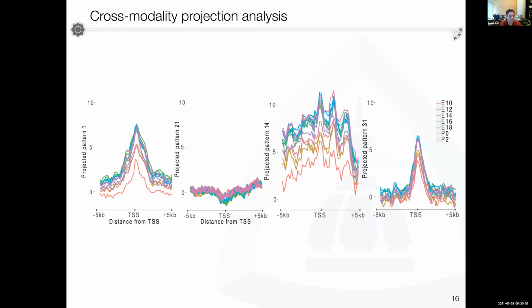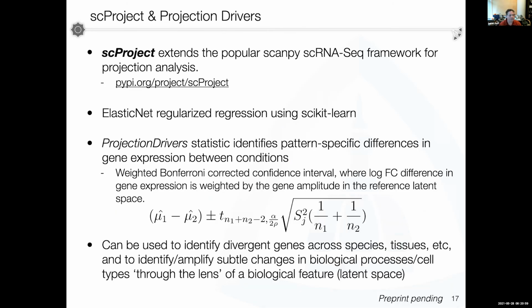accessibility over transcription start sites for different patterns, including things like pattern 31, which is the cell cycle pattern, or the second panel here, which is pattern 21, a rod specific pattern, which actually doesn't turn on at these developmental time points. So you can see that that's flat. So an example of how you can go across things like gene expression and ATAC-seq to make inferences based on the definition of these patterns.